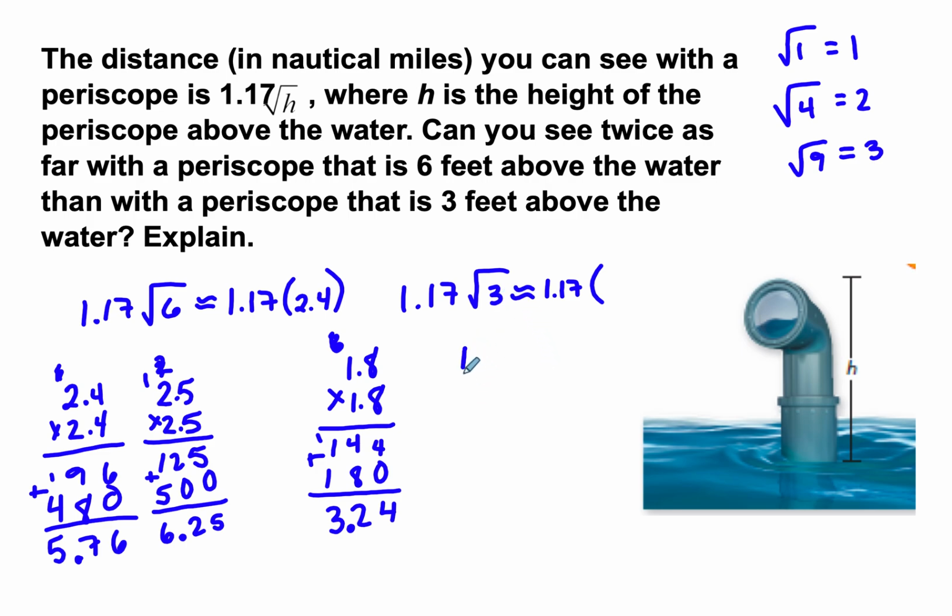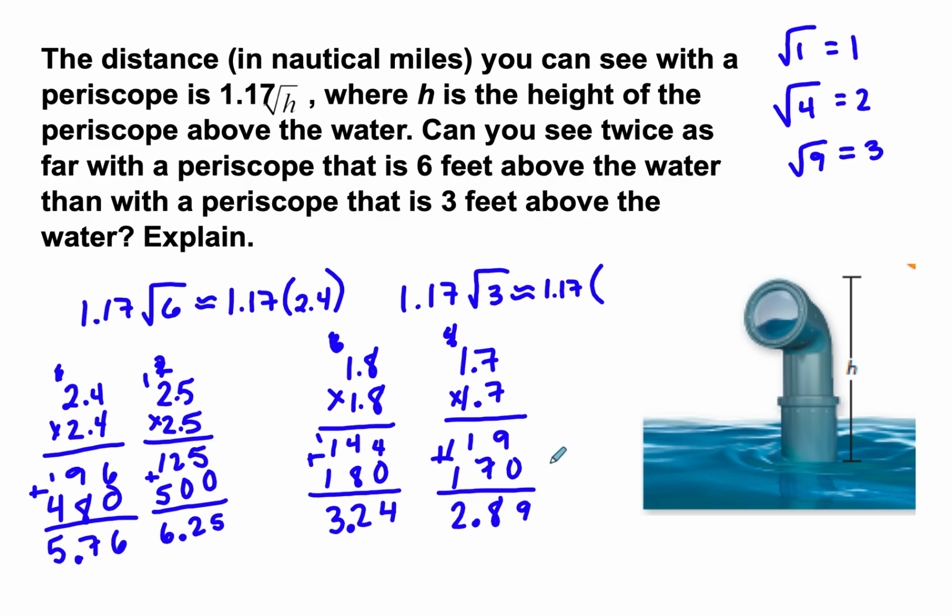Let's try 1.7, see what's closest. All right, 7 times 7 is 49. 7 times 1 is 7, plus 4 is 11. Placeholder 0. 1 times 7 is 7. 1 times 1 is 1. 9 plus 0 is 9. 1 plus 7 is 8. 1 plus 1 is 2.